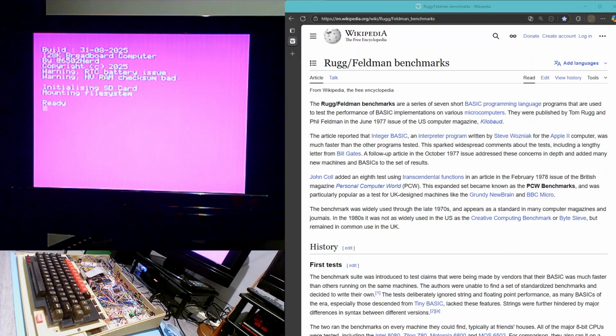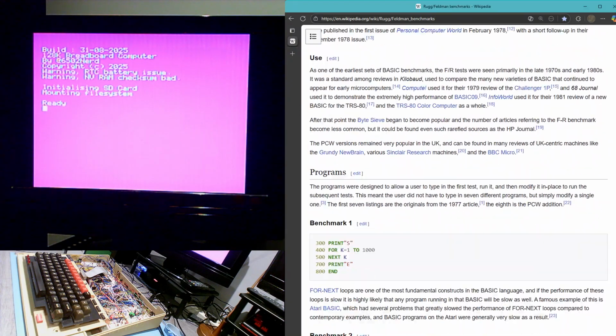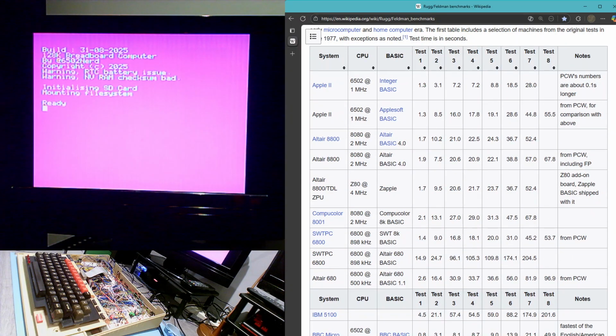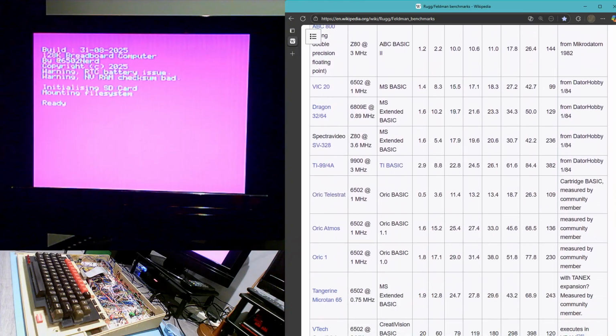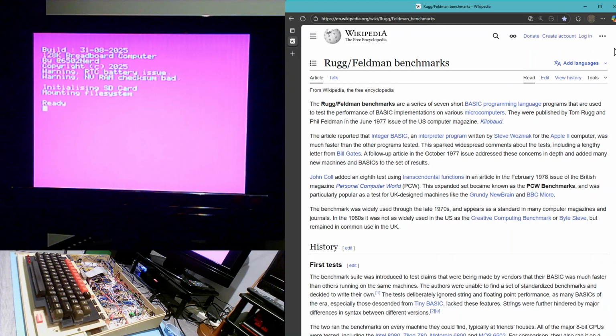So I thought this was a very interesting set of benchmarks. You can see the URL here in terms of the Wikipedia page. What's interesting is the table down here, which shows some results achieved from computers back in the day, and I wanted to use this as a reference to see what my homebrew could achieve.